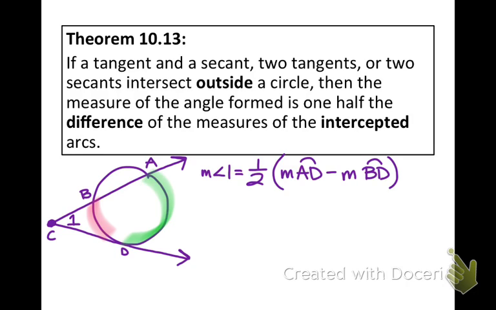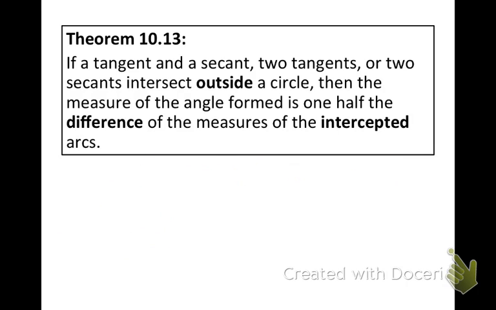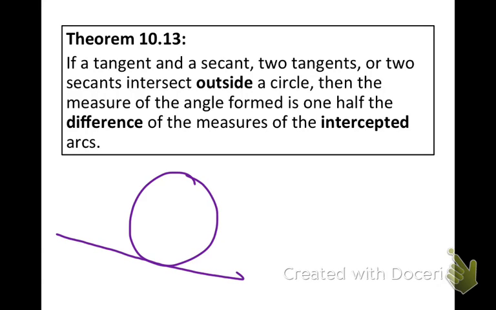So what happens if it's 2 tangents? So in circle number 2, can I erase this? Everybody's good? Circle number 2, let's make 2 tangents. So tangent here, tangent here. 2 tangents intersect outside. So let's label A, B, C. Let's put angle 1 inside of angle 1. I'm going to add a point D just so I know the difference between the big and the small arc.